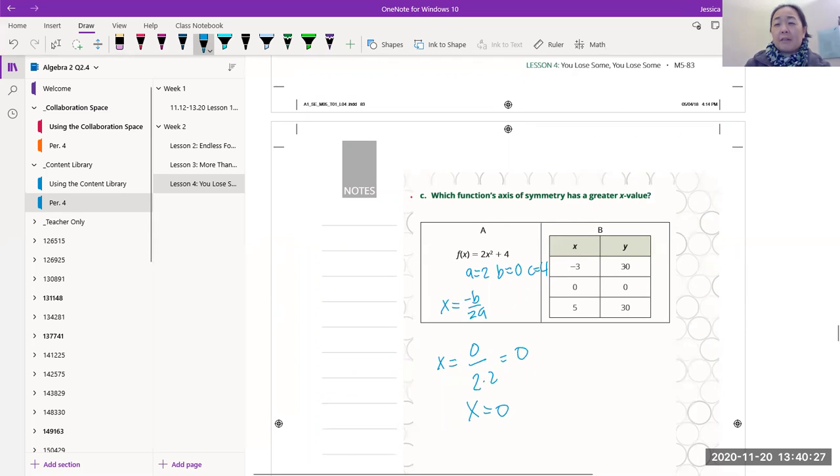And here it looks like it's -3 and 30, then 0, 0, and then 5, 30. So it looks like right here, these are two same points. Which means that the axis of symmetry is going to be halfway in between those two, right? So literally I'm going to say, well, -3 plus 5, divide that by 2. Because remember, we just find the average. If we have those two symmetrical points, we can find that middle number, right? Which is going to be 2 over 2, which is 1. So x is equal to 1 here. Oh, which one is greater? This guy, B wins. All right.